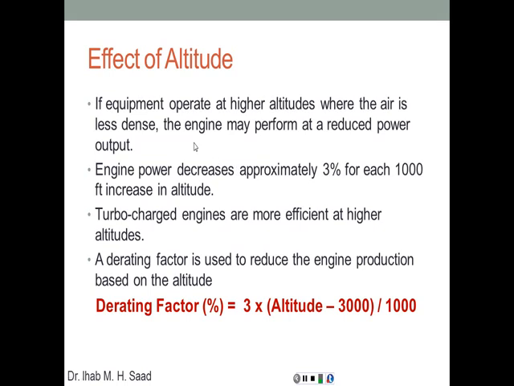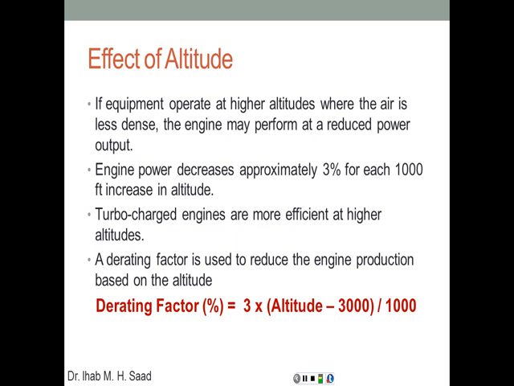Effect of altitude. If the equipment operates at a higher altitude where the air is less dense, the air is thinner, the engine may perform at a reduced power output. The engine power is going to be decreasing approximately 3% for each 1,000 feet above sea level. So in increments of 1,000 feet, for each increment of 1,000 feet, you lose 3% of the engine power. Turbocharged engines are more efficient at higher altitudes because they are not affected by that equation. So if you have in a problem, or in real life, turbocharged equipment, this does not apply.